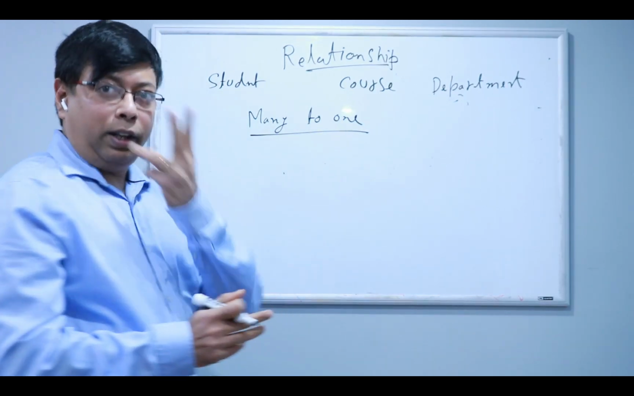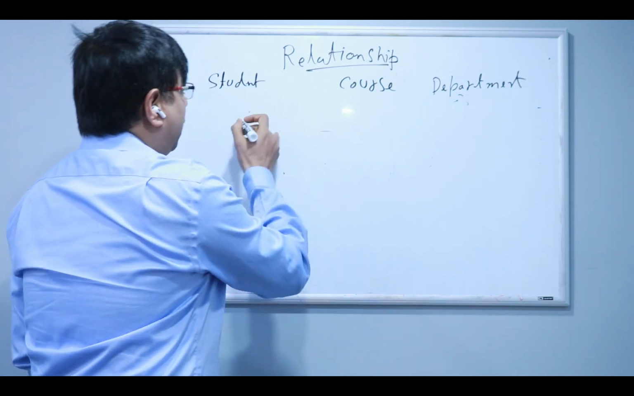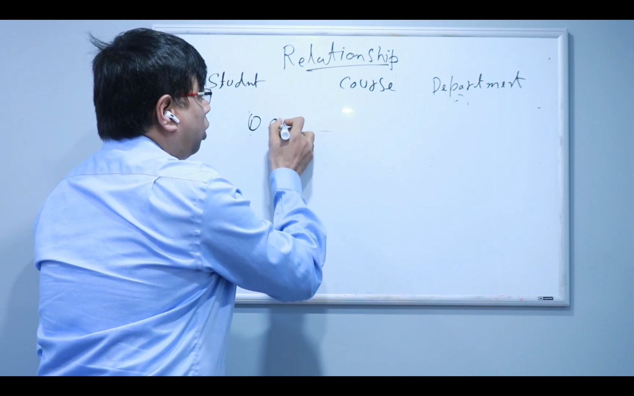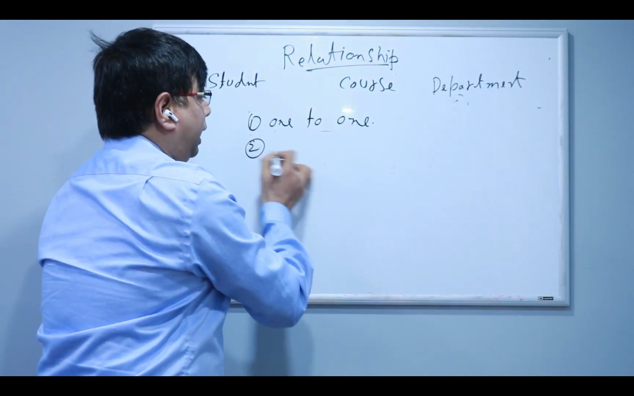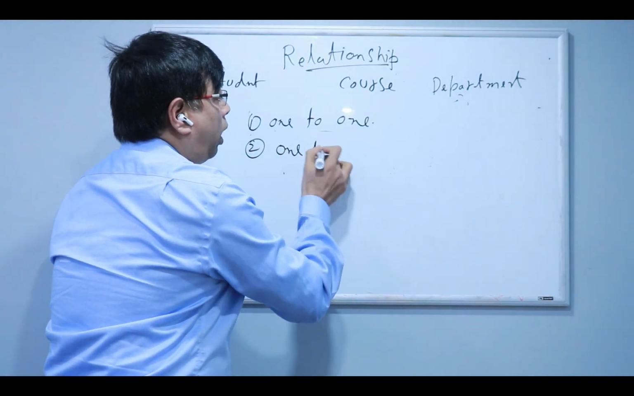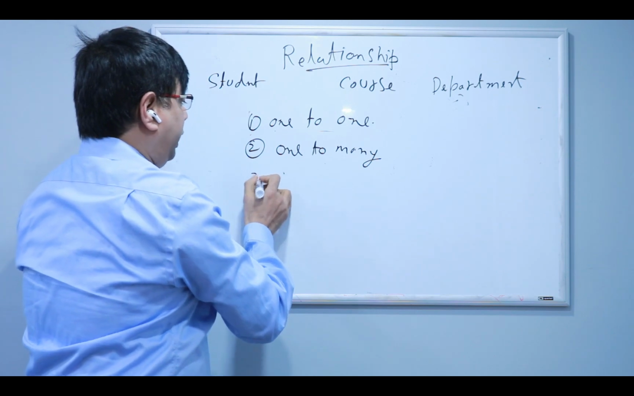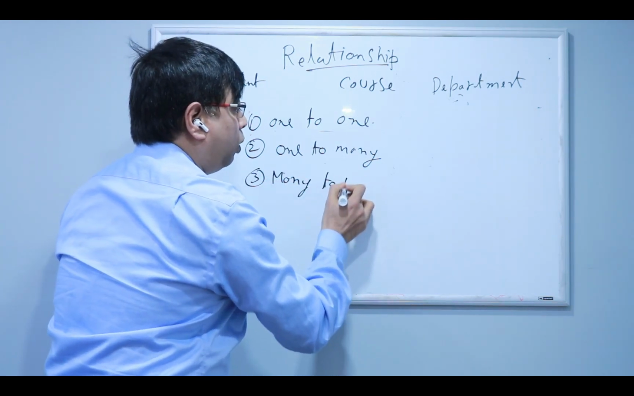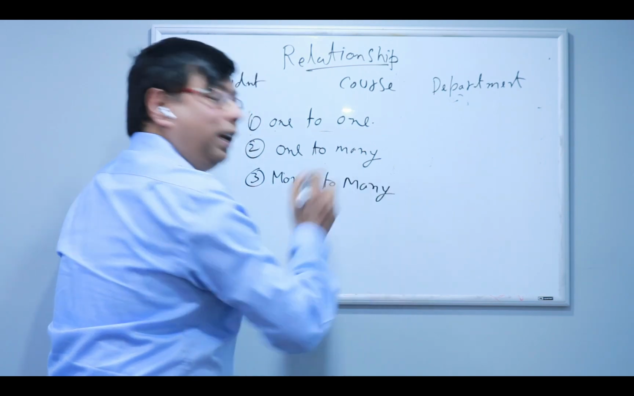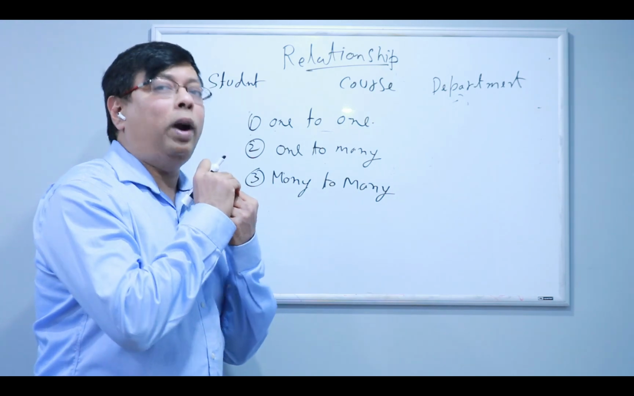So there are three types of relations. What are the different types of relations? First is one to one. Second is one to many. And the third one is many to many. So these are three relations, because we already know now what is a table.